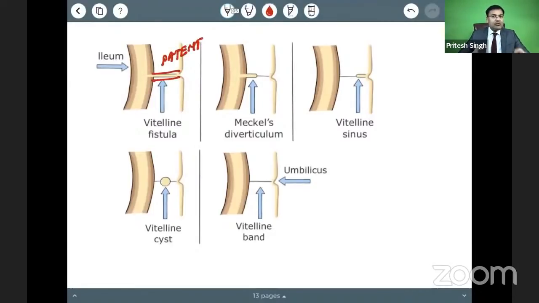You know what is a fistula? Fistula is a communication between two epithelium lined surfaces. Sir told that fistula has two openings. Sinus has one opening. Cyst does not have any opening. So if it is patent, it is known as vitelline fistula. Simple. Now here, see, if there is persistent vitello-intestinal duct, on which side?